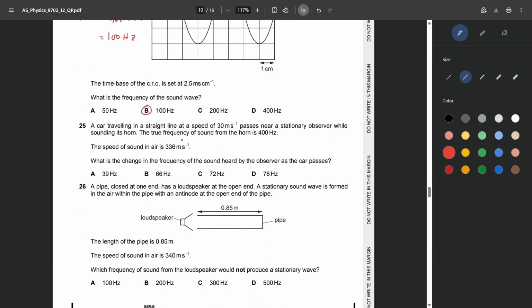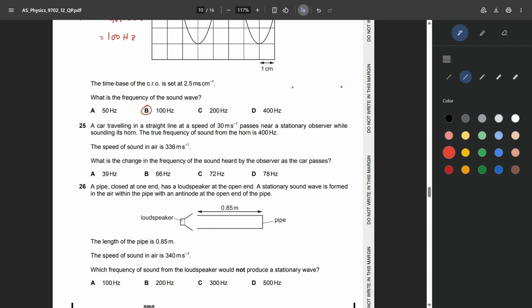A car traveling in a straight line at a speed of 30 meters per second passes near a stationary observer while sounding its horn. The true frequency of sound from the horn is 400 Hertz. The speed of sound in air is 336 meters per second. What is the change in the frequency of the sound heard by the observer as the car passes? Okay.